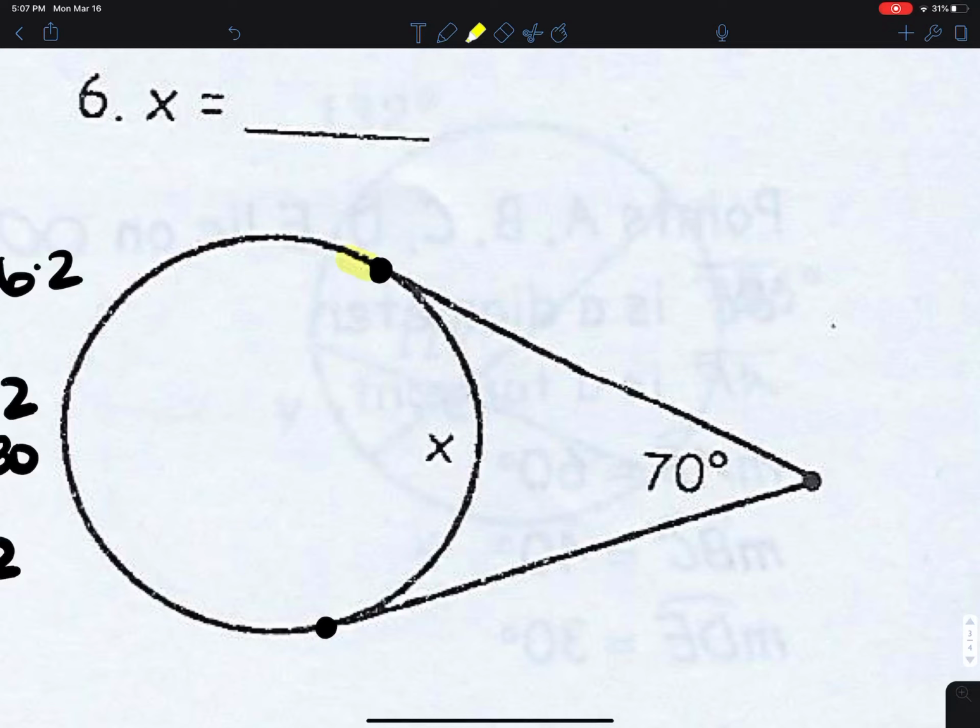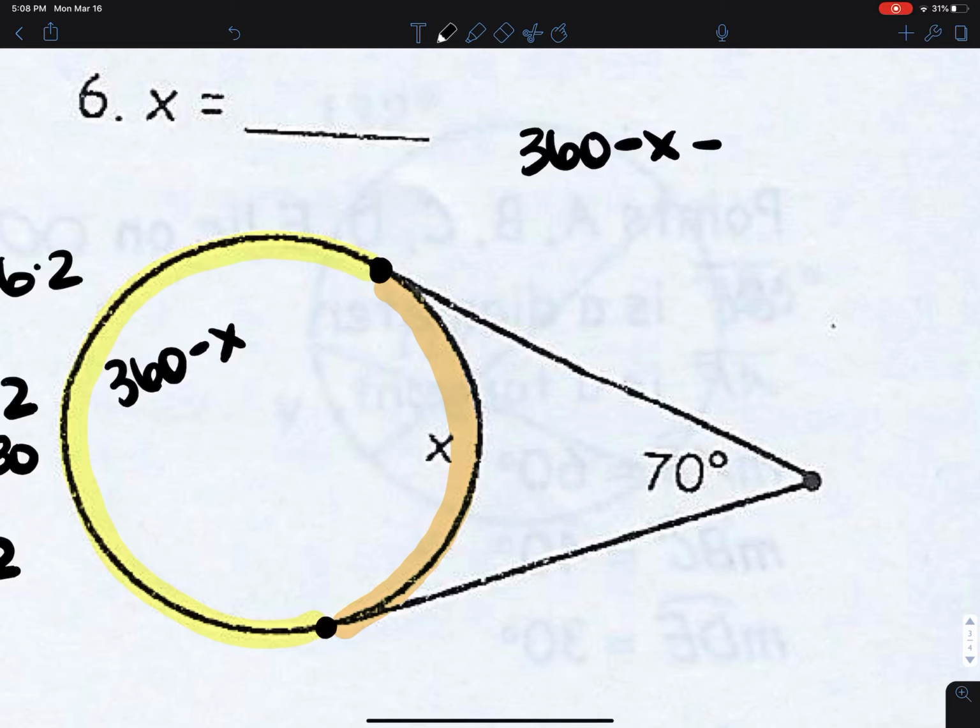So if we have the major arc, that's going to be the whole circle minus x, because we already know that that part's x, this orange part. So when we do our major arc minus our minor arc divided by 2 gives us 70, that's how you would set up this problem. I'm going to redraw the 70. So that's how you would set this up.